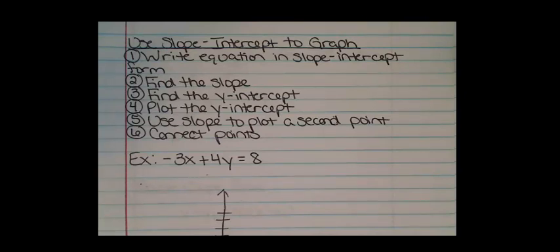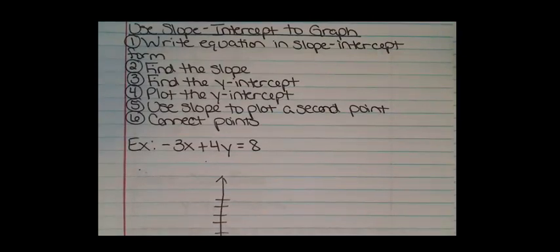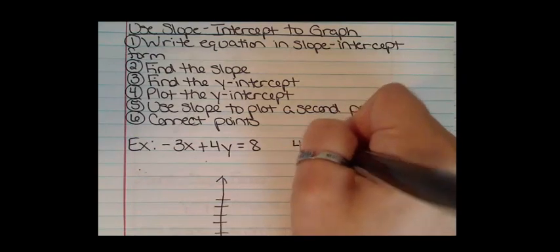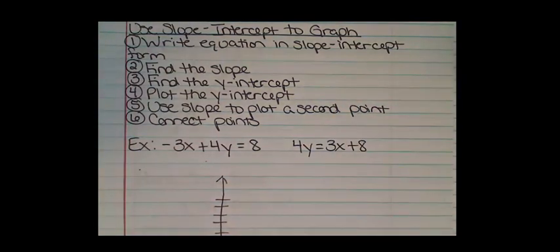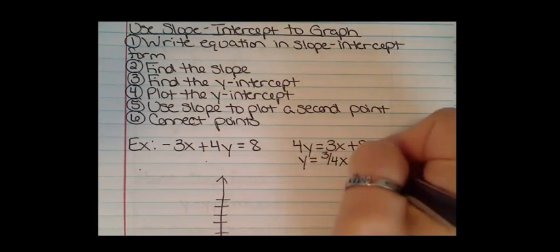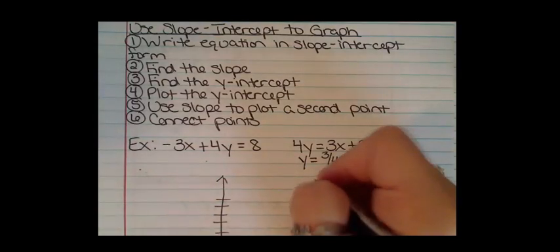Okay, let's do an example. Our example will be negative 3x plus 4y equals 8. And step 1 says we need to write this in slope-intercept form. So we need to get y by itself. So I'm going to add the 3x over to the other side. And then I'm going to divide everything by 4. So now I have it in slope-intercept form. Step 2 says to find the slope. So my slope would be 3 over 4.